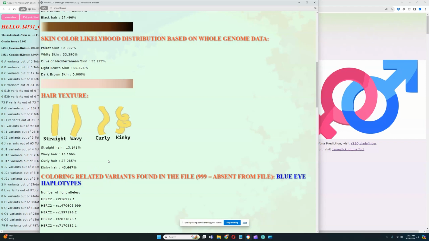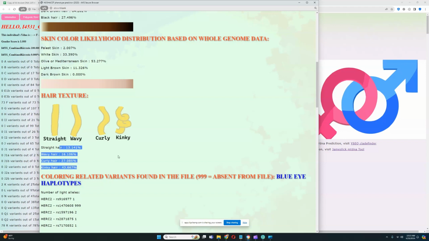You can see there's 13% likelihood of straight hair even. So it's not like 0% likelihood of straight hair, 40% likelihood of kinky hair. There's 13% likelihood of straight hair as well. It's not a very precise prediction because it's not a very high quality file. There is simply not a lot of data in the file.